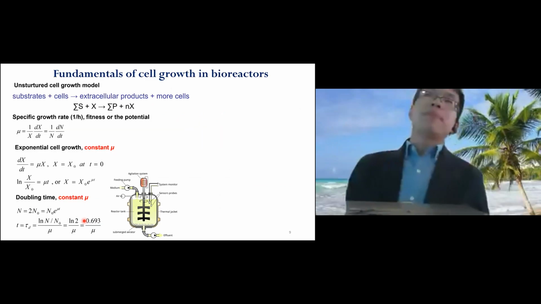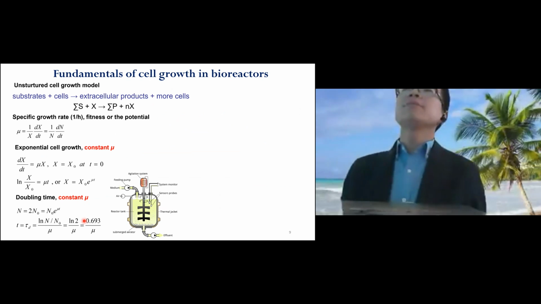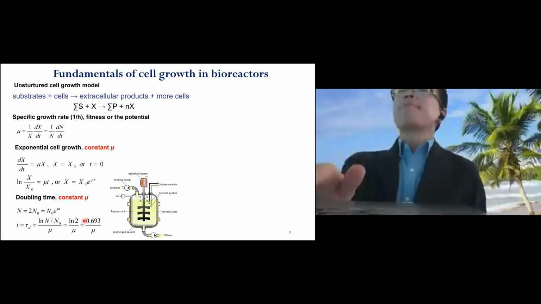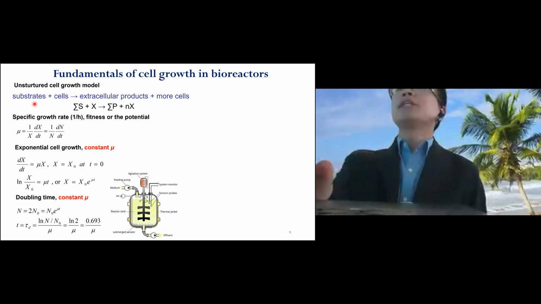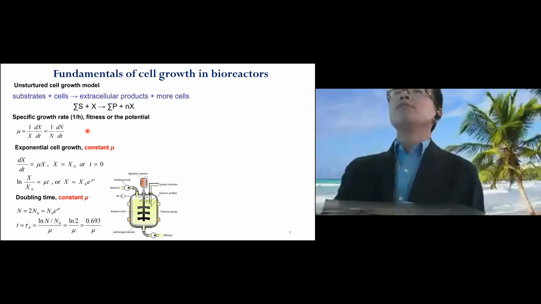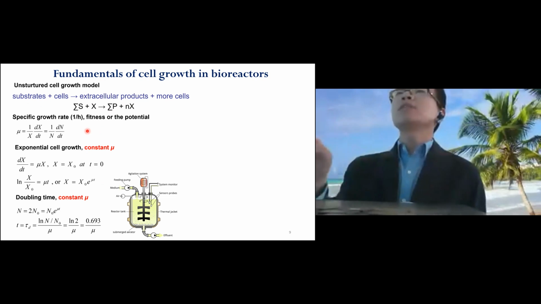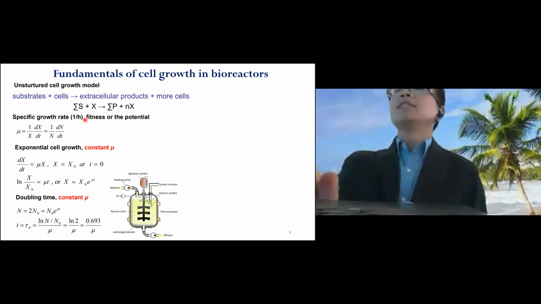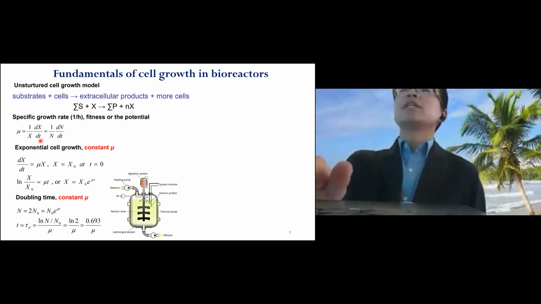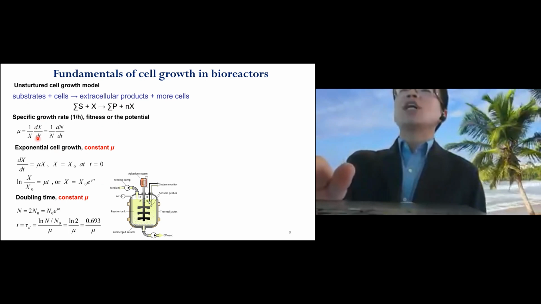If we talk about bioprocess modeling, the first important thing is to understand how the cell grows in the bioreactor. Here is a simple equation: the substrate with the cell gives you product and more cells. We have this intrinsic constant we call the specific growth rate. It just describes the fitness, or growth potential, of the cell. It's defined by the rate of change of the cell density, dx over dt, which is basically the growth rate.